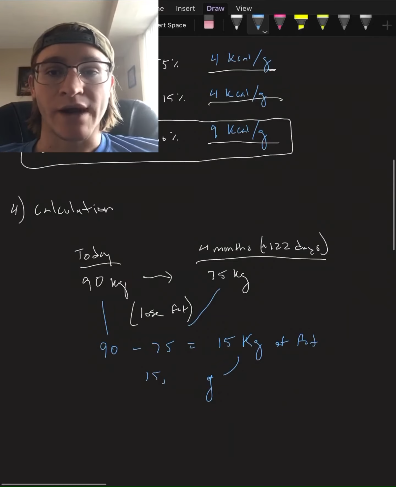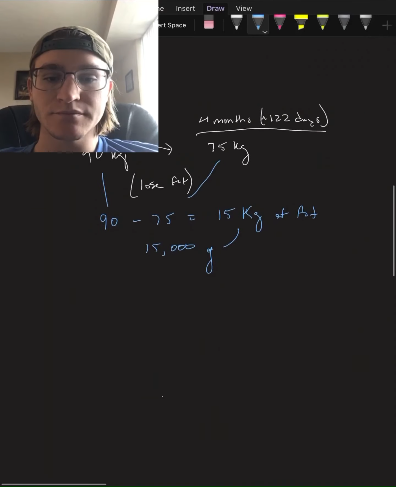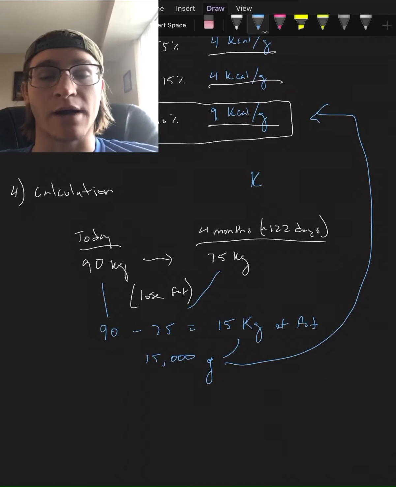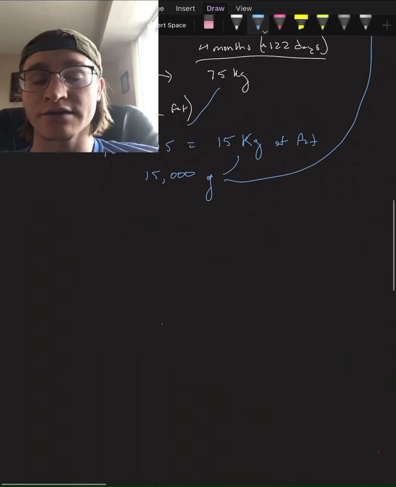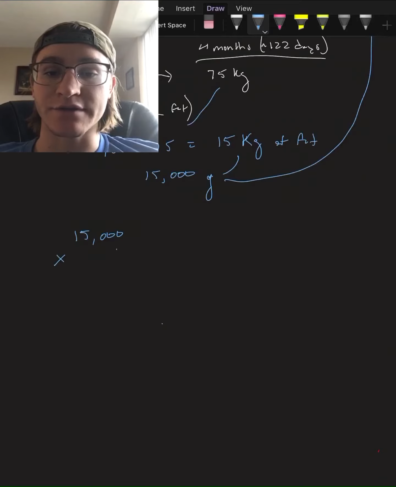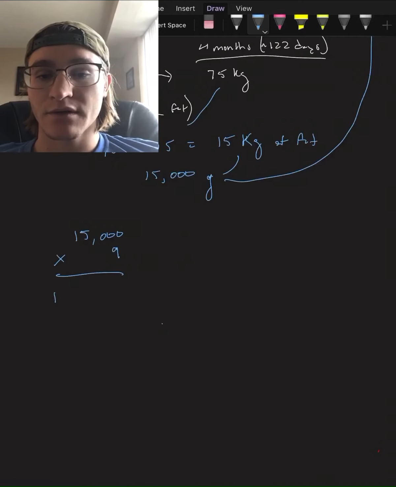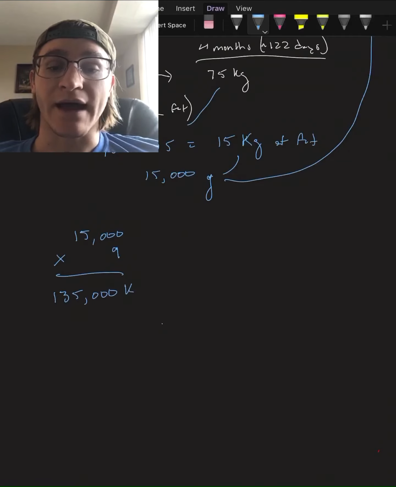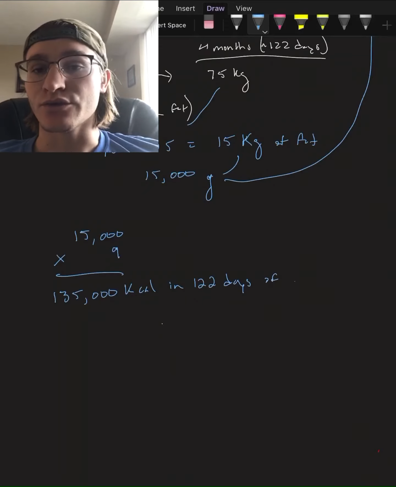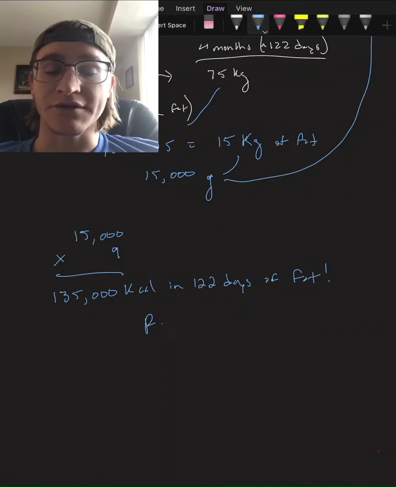From 15 kilograms to grams, we're going to change that, and 15,000 grams equals 15 kilograms. And so how many grams of fat would that be per day? Or better yet, let's switch it over to kilocalories, because kilocalories will be easier once we have our BMR and once we need to subtract our caloric deficit. So 15,000 times 9, because we have grams and we're going to switch it to kilocalories. So that would be about 135,000 kilocalories. And that's how much fat we need to lose over 122 days to reach our ultimate goal of 75 kilograms.